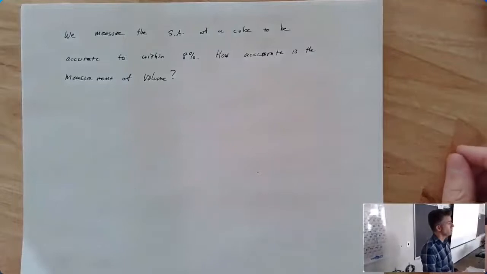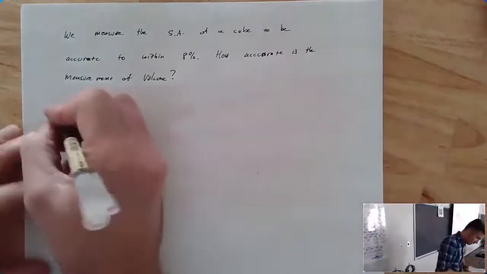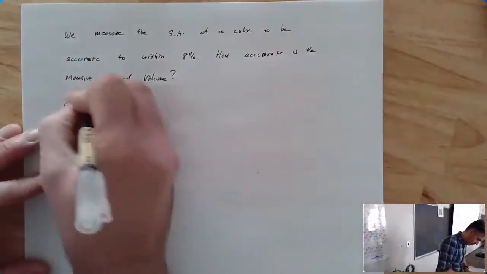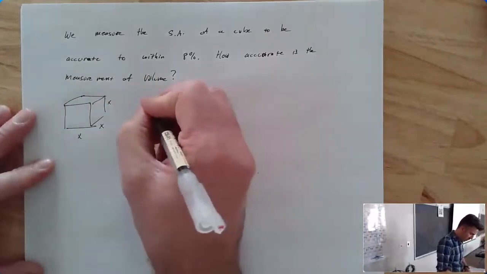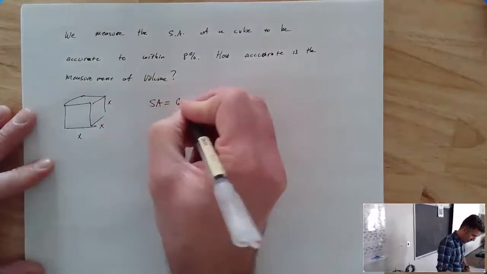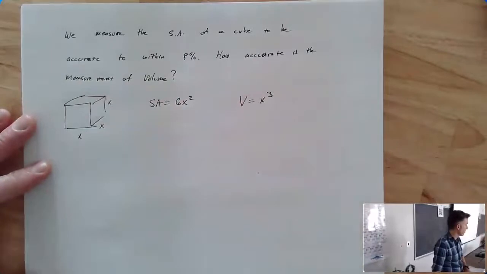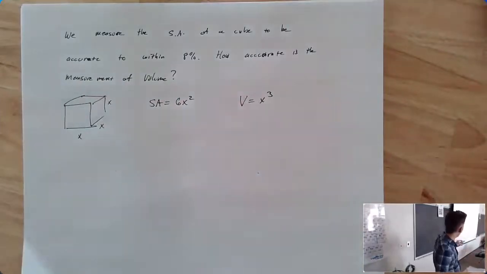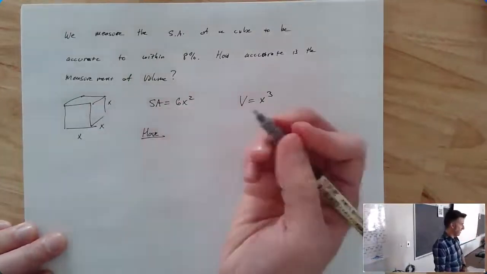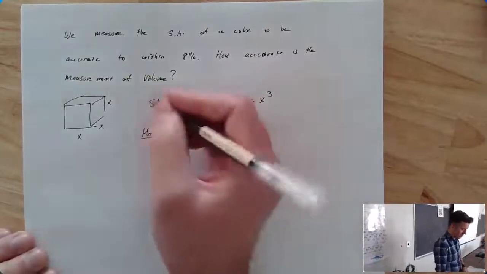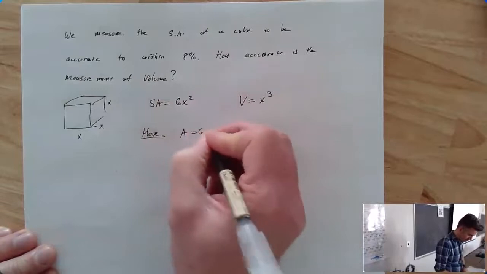Good question. Okay, so I know how cubes work. The cubes look like this. I call my side length x. I know that the surface area of a cube is going to be 6 times x squared, and the volume of a cube is going to be x cubed. And here's what I know I have. I should just call this A for area instead of SA. So I know that the area of my cube is 6x squared.